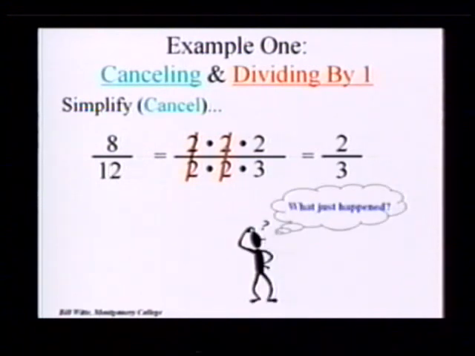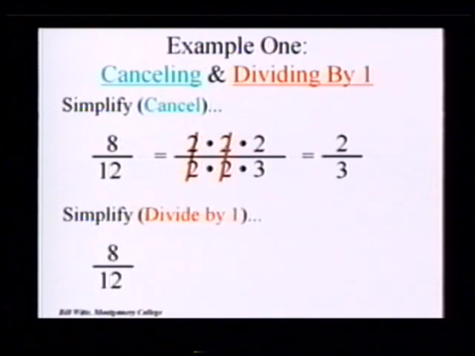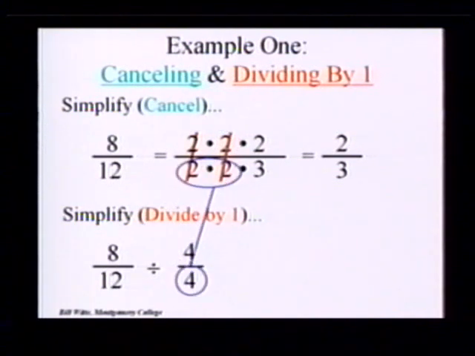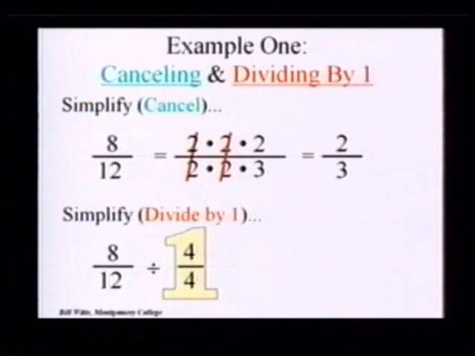What you really did there, hope you appreciate, is divide by 1 in one of its fancier forms. 2 times 2 is 4, and 2 times 2 is 4. And we know anything over itself is 1, so you're allowed to divide by 1 all you want. 8 divided by 4 is 2. 12 divided by 4 is 3. And that's really what we did.